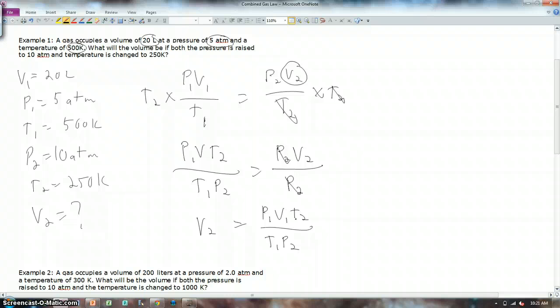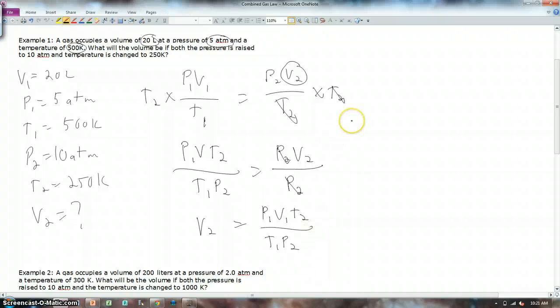Just before I do that though, you can see where Boyle's law or Charles' law comes into play. If I were at a constant pressure and the original pressure was the same, these would cancel out. If the temperature was staying the same, the temperature would cancel out. So you can see where these other formulas get derived from.